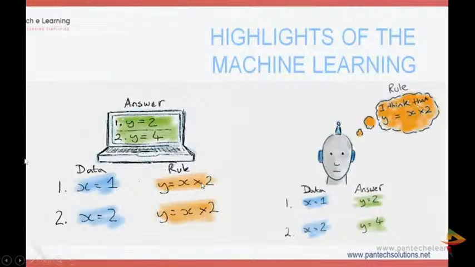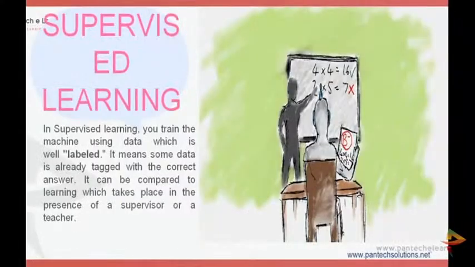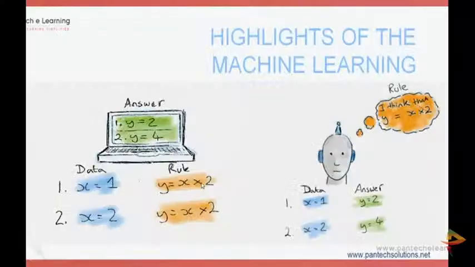So this is an example of machine learning. Here data x equals 1, here data x equals 2, and this is the rule. This data and this rule are what we train the machine with. After that, we give the input x equals 1. The machine understands that this is the rule: y equals x times 2. So x equals 1 means 1 into 2, the output is 2. If x equals 2, then y equals 4. The output will be automatically printed on our system.